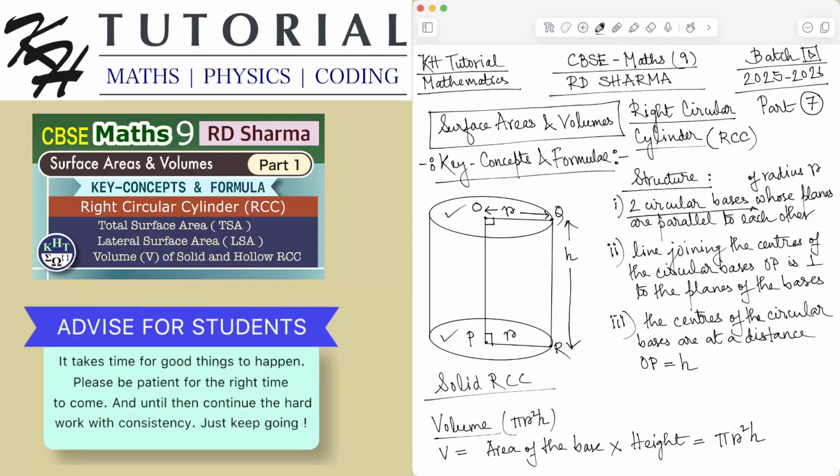So let's now focus on the right circular cylinder, which I will abbreviate as RCC. The basic structure is that a right circular cylinder has two circular bases whose planes are parallel to each other. The line OP joining the centers of the circular bases is perpendicular to the planes of the bases. The centers of the circular bases are at a distance OP, denoted by h, which is the height or length of the cylinder.